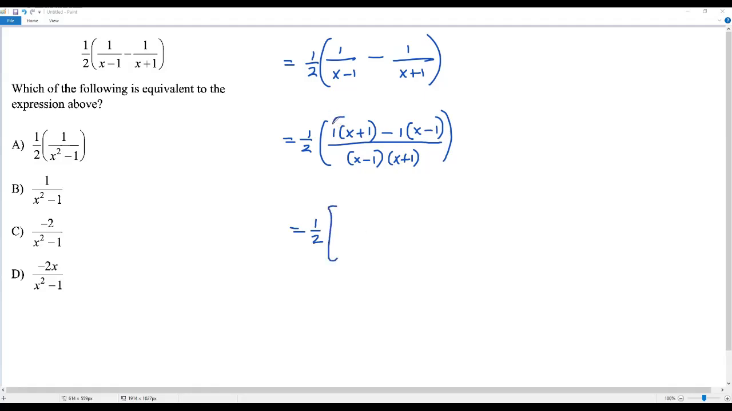Here 1 can be distributed to this x and 1, then I'm getting x plus 1. When I distribute this negative 1 to this x, I'm getting negative x. When I distribute this negative 1 to this negative 1, negative times negative will become positive. 1 times 1 is just 1.